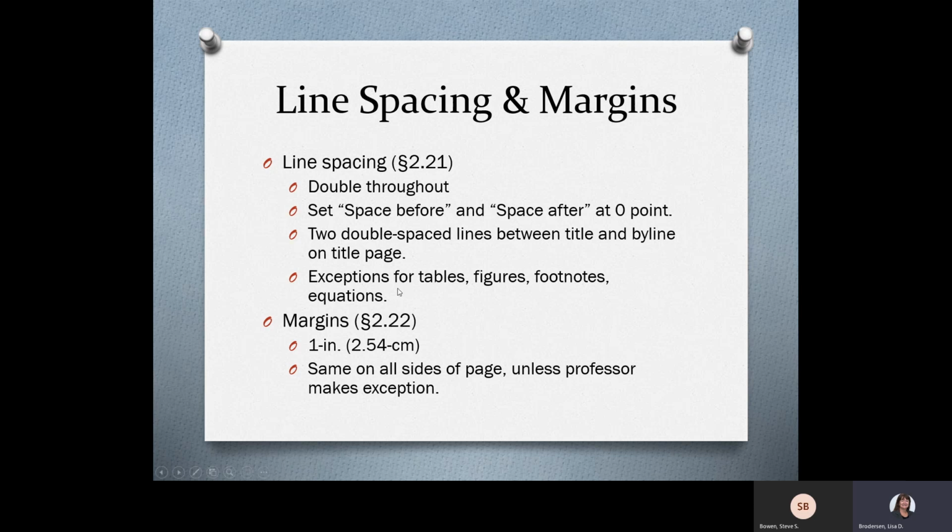And then there are exceptions made for tables, figures, footnotes, and equations. And I'm not going to get into those, but just keep in mind that if you're including a table or figure, you may not have to use double spacing. You might be able to use smaller line spacing. Margins are generally set at 1 inch or 2.5 centimeters, and they should be the same on all sides of the page, unless your professor makes an exception, but they're going to tell you if they're going to make an exception. So you can assume that your margins should be set at 1 inch unless you're told otherwise.